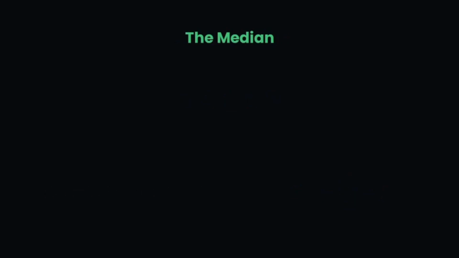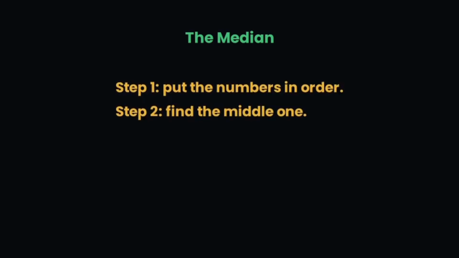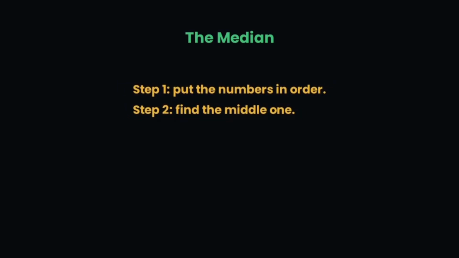The second method is the median, the value that sits exactly in the middle. And for this, the rule has 2 steps. First, put the numbers in order from the smallest to the largest. Second, find the value sitting in the middle.